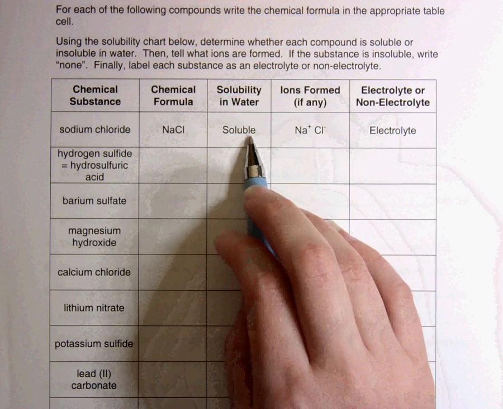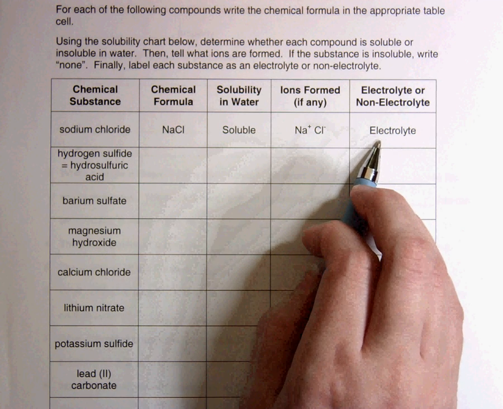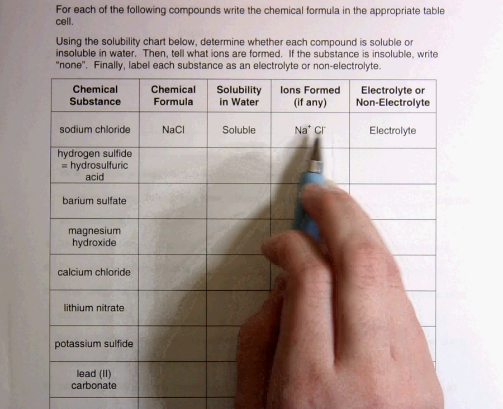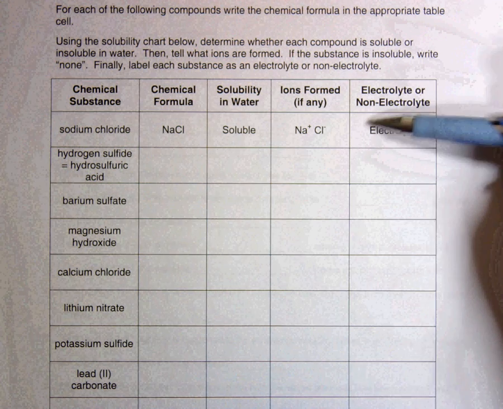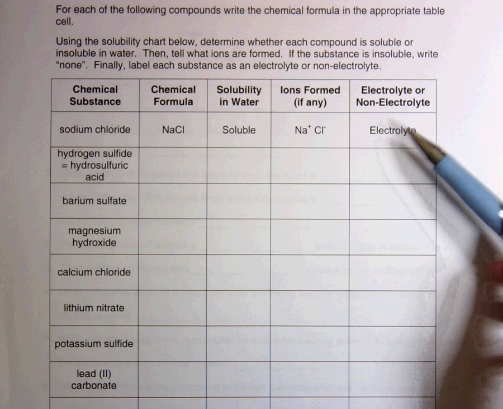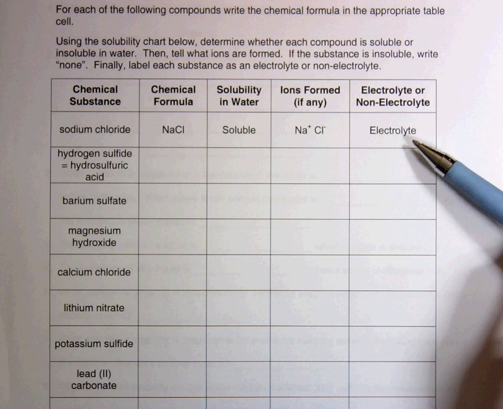If something is soluble in water and breaks up into ions, it is an electrolyte. An electrolyte just means it's a substance that dissolves in water, adding these positive and negative charges that allow the water to conduct electricity. See how electrolyte looks a lot like electricity? Because an electrolyte allows water to conduct electricity.